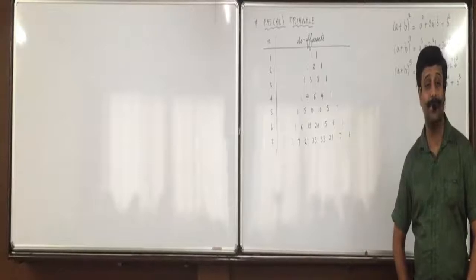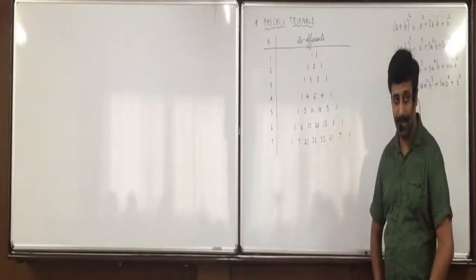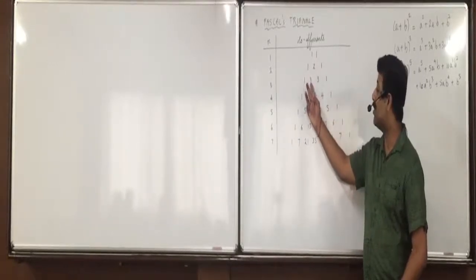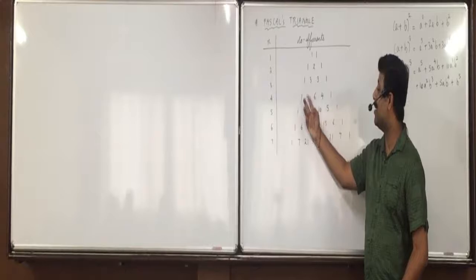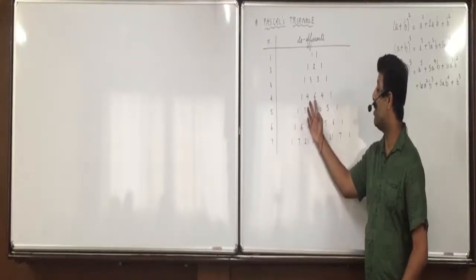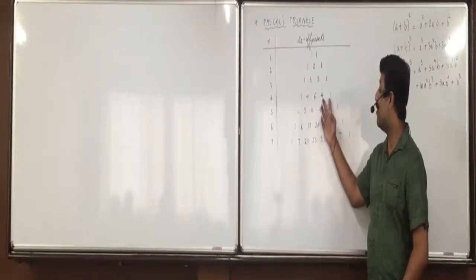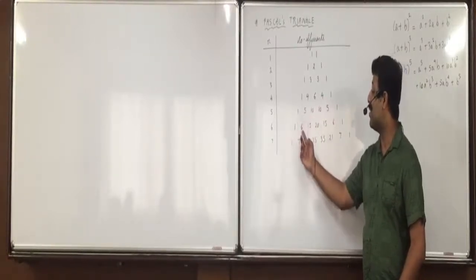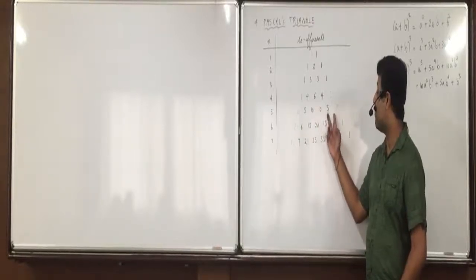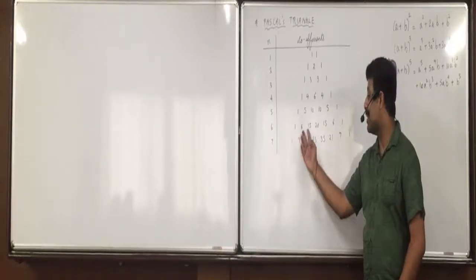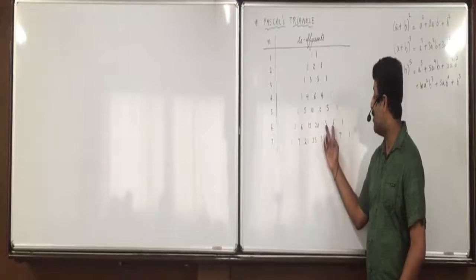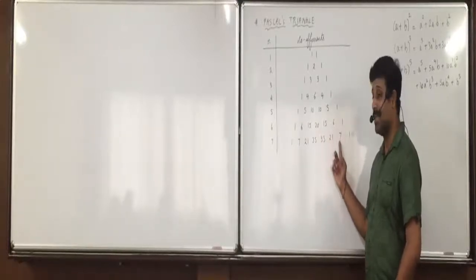Okay, Roman? Sir, 1 plus 1 and 2. 1 and 2, 3. Correct. What is 1 plus 1? 1 plus 2? 2 plus 1? 1 plus 3? 3 plus 3? 3 plus 1? 1 plus 4? 4 plus 6? 6 plus 4? 4 plus 1? 1 plus 5? 5 plus 10? 10 plus 10? 10 plus 5? 5 plus 1? 1 plus 6? 6 plus 15? 15 plus 20? 20 plus 15? 15 plus 6? 6 plus 1?